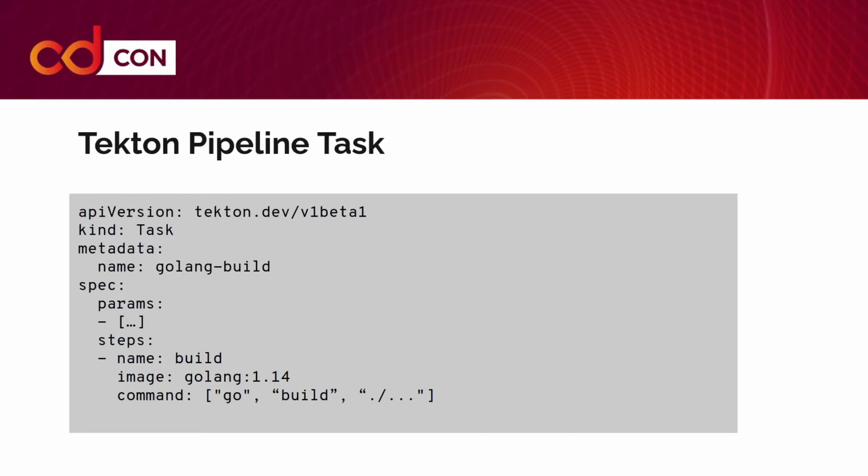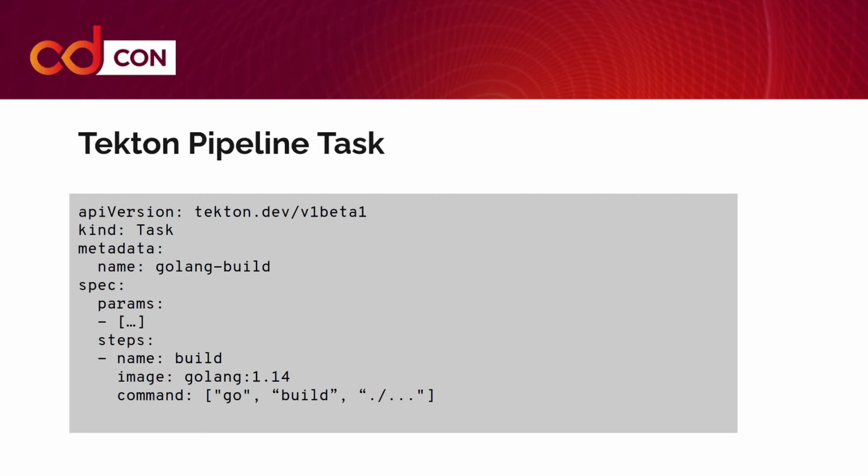Then there's the steps. So here each step can be named. You can also have unnamed steps. Here we have one step which is build, and it's going to use the image golang with the tag 1.14, and the command will be go build ./..., which is going to build whatever is in the current folder and the rest of the hierarchy. You can have more than one step. In addition, you could specify workspace, etc.